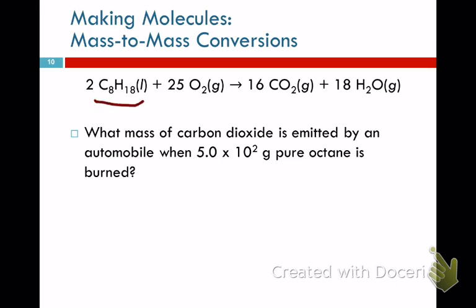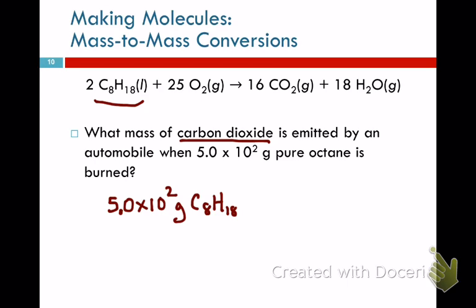So this is octane. And what it says is what mass of carbon dioxide is emitted, so mass is grams, right, by an automobile when 5.0 times 10 to the 2, 500, grams of pure octane is burned. By the way, in your car, you don't get pure octane. For the purpose of this illustration, let's just pretend. So, 5.0 times 10 to the 2, that's a sig fig problem, right? Grams of octane. So I'm going to say C8H18. That's your given. What do you want to know? You want to know grams of carbon dioxide, okay?